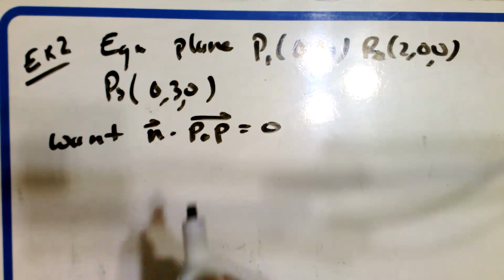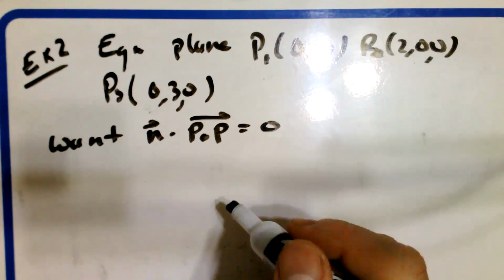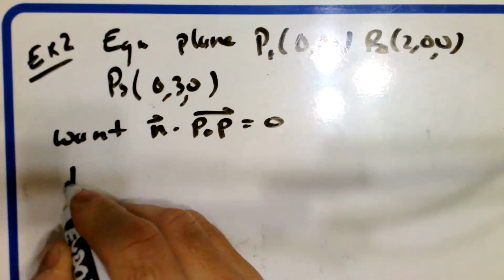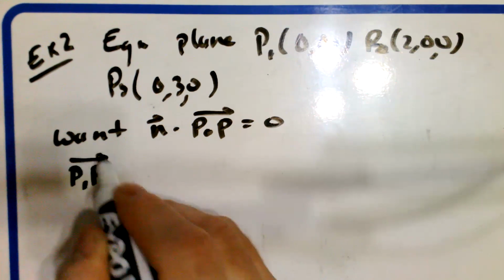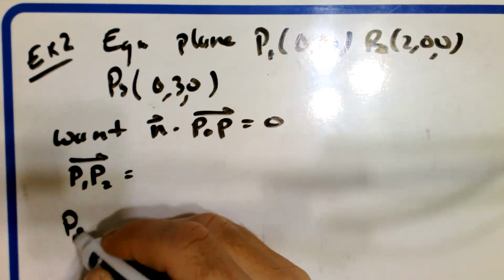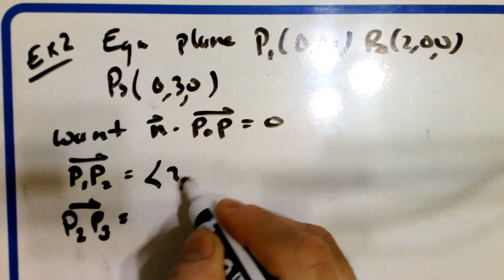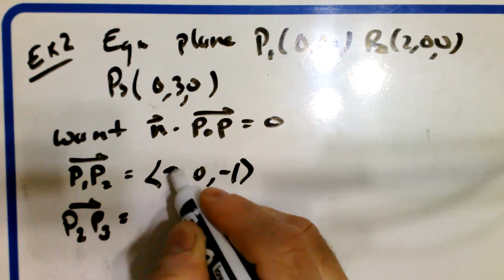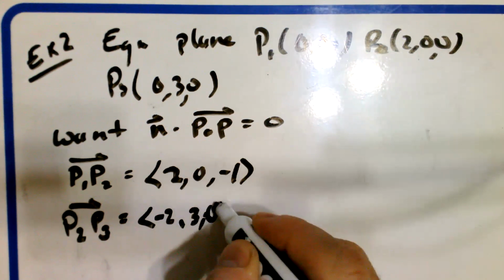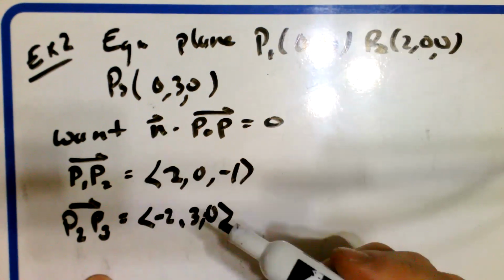In this example, we want the equation of the plane through these 3 points. So just like in the previous one, we're going to compute the vectors P1P2 and also P2P3. And this gives us (2, 0, -1), and this gives us (-2, 3, 0). We need these to find the normal. So we're looking for the normal right now.